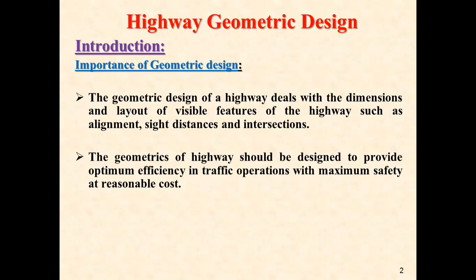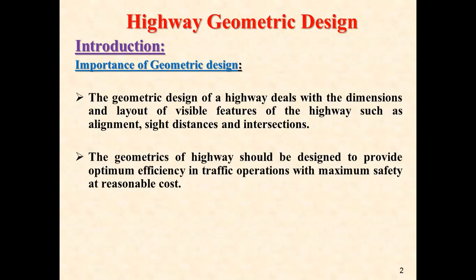So alignment, sight distance, and intersections. How are we going to design the intersection in such a way that no collision occurs? That is also more important. The geometrical features we are going to provide in intersections are a signaling system, or we are going to provide roundabouts.